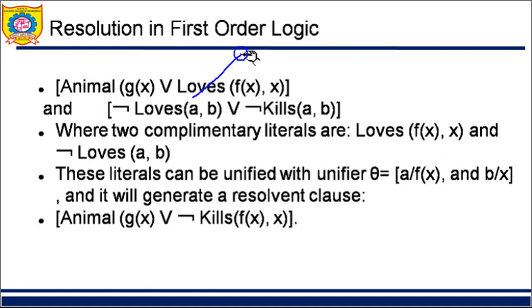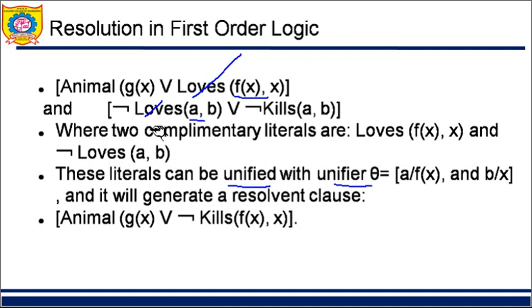When I go to resolve these two statements, loves and not loves are the two complementary literals, right? But there is one difference between the two. Here f of x comma x is there and over here a comma b is there. So can I resolve them? Yes, I can resolve them, but after unifying them. I have introduced here a new term called unifier. So what I'll do is, instead of a, use f of x, and instead of b, use x.